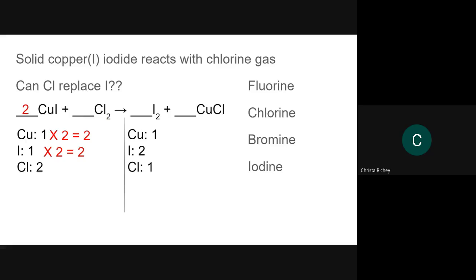Fix copper. Let's fix it by the 2. Times that by 2. Now what does that change? Chlorine. Times that by 2. And you're done. So what's my 2 missing numbers? 1s.